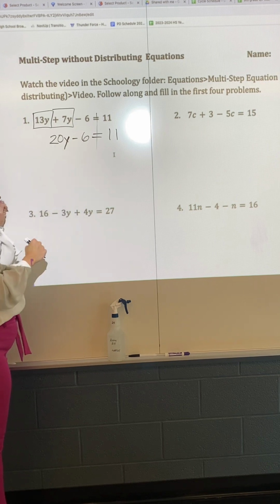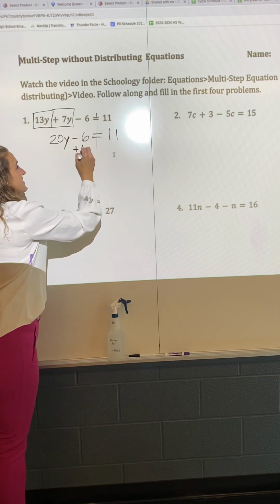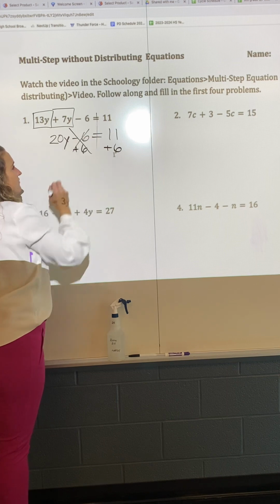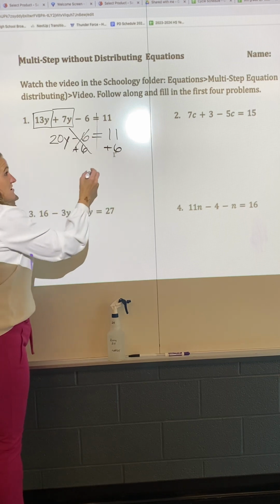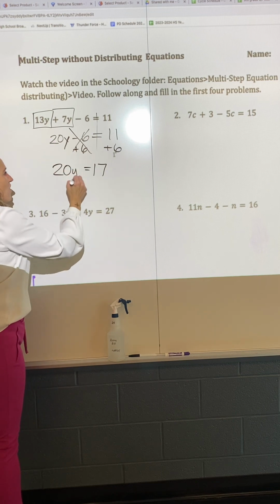I need to get rid of that negative 6. In order to do that, I need to do the opposite. So I'm going to add 6 to both sides. So what you do to one side, you do to the other. Let's get rid of that guy. 6 plus 11 is 17. Let's bring down our 20y.